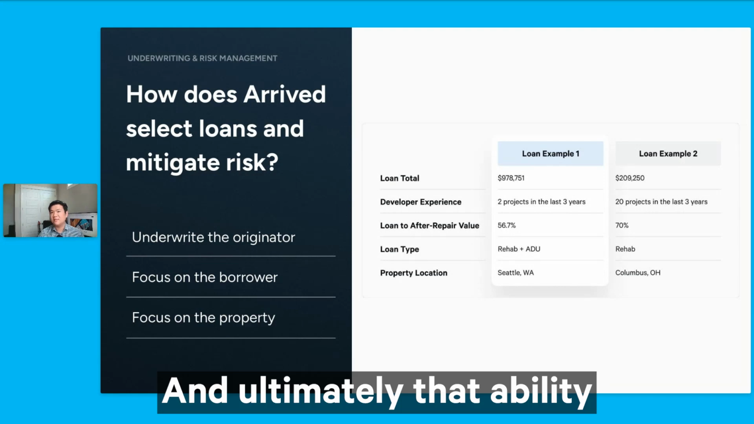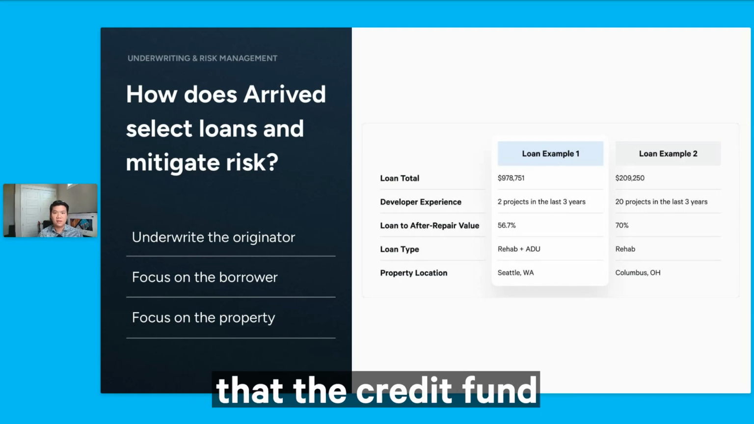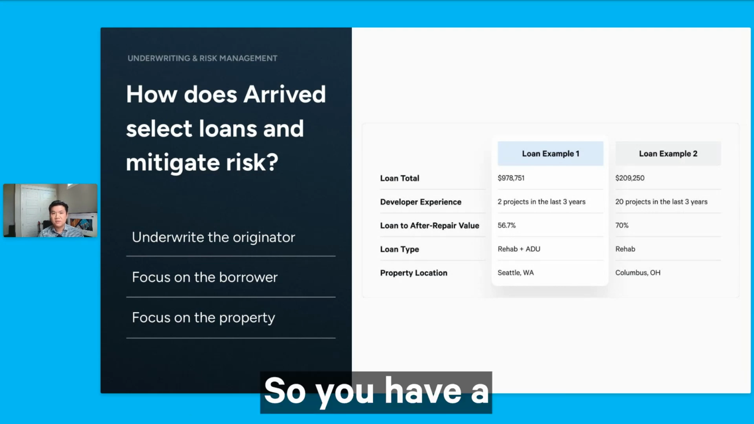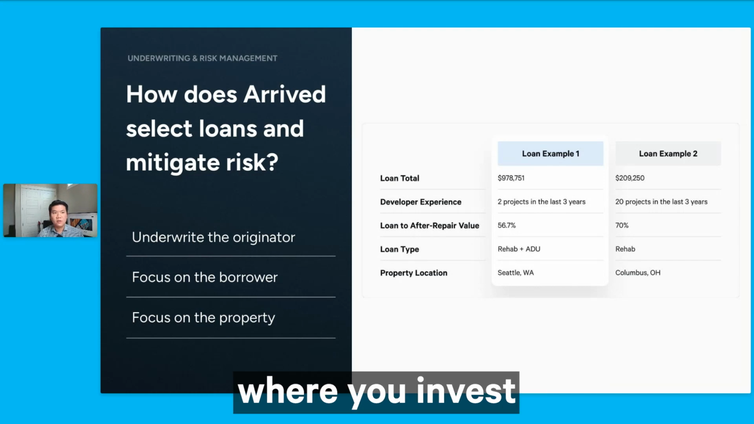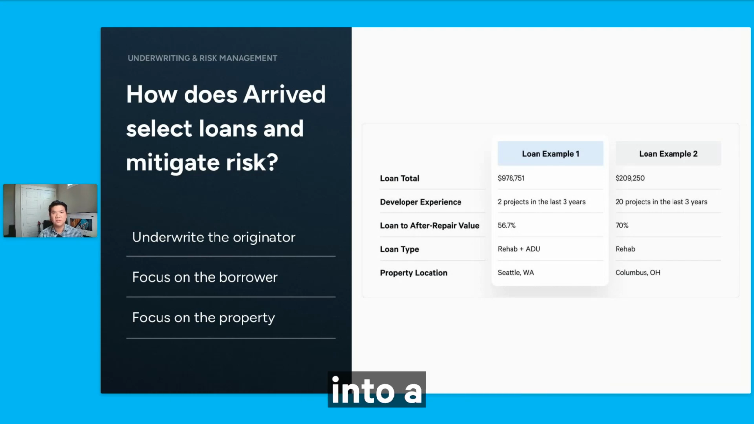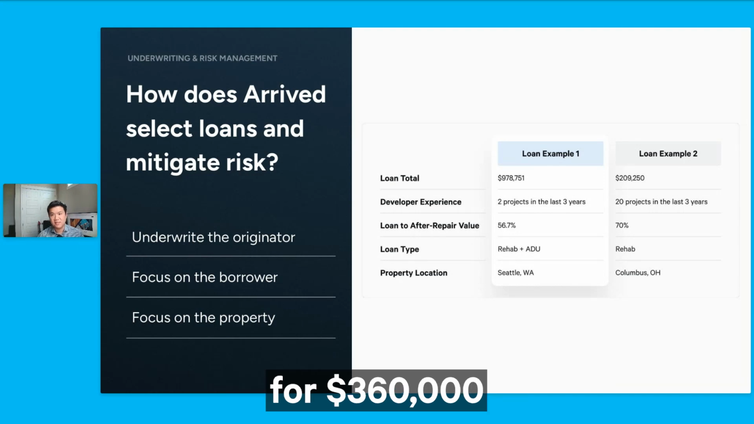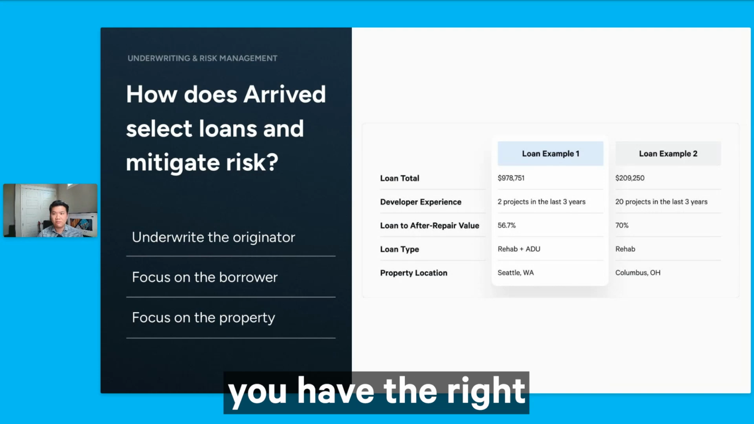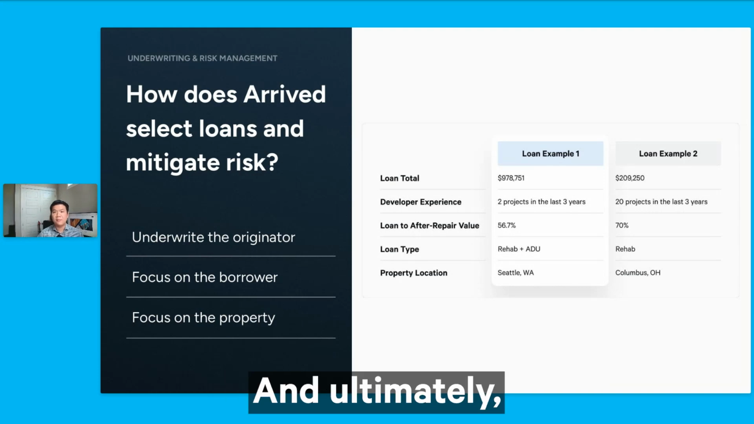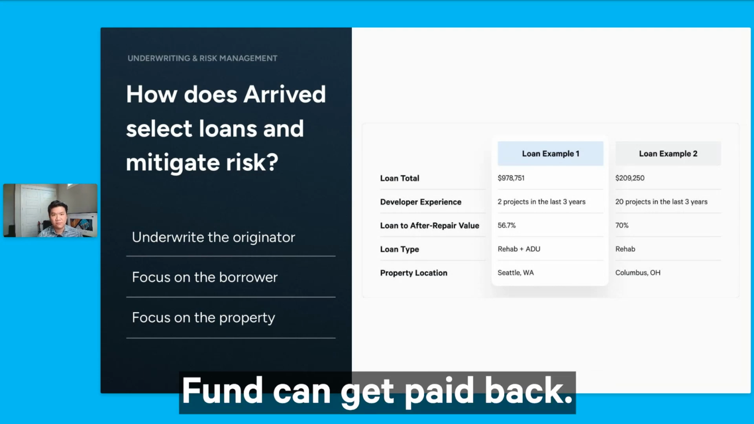And ultimately that ability to exit for the developer is going to be the way that the credit fund ultimately gets repaid. So you have a $300,000 neighborhood. Maybe you have a project where you invest $210,000 into a house, $40,000 into rehab, and then you can sell it for $360,000 for a relatively quick exit. That's a great project. You have the right ratios, you have the right target exits, and ultimately that appropriate pairing is going to allow for the successful exit for the developer such that the private credit fund can get paid back.